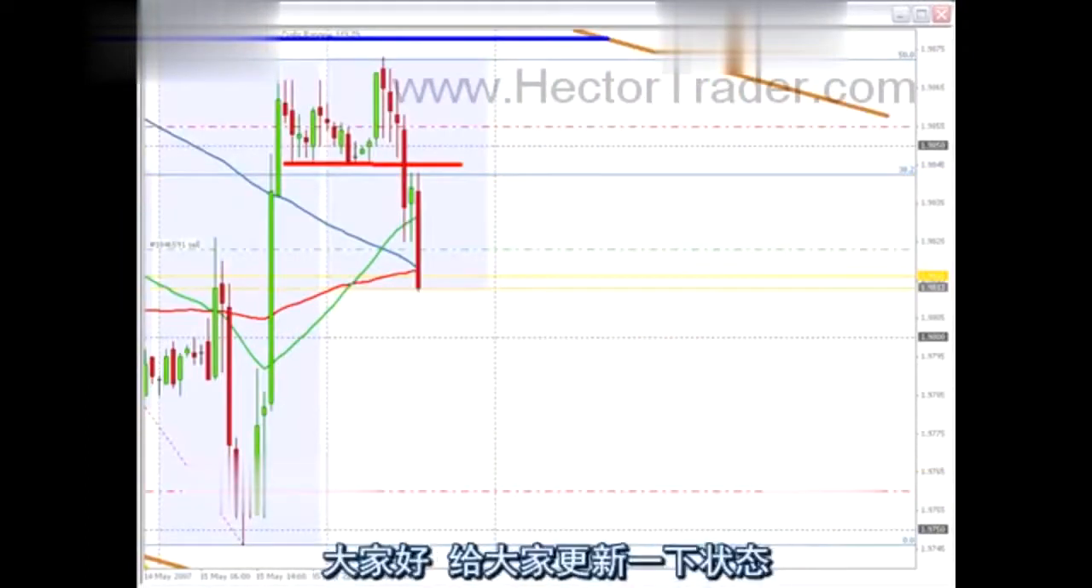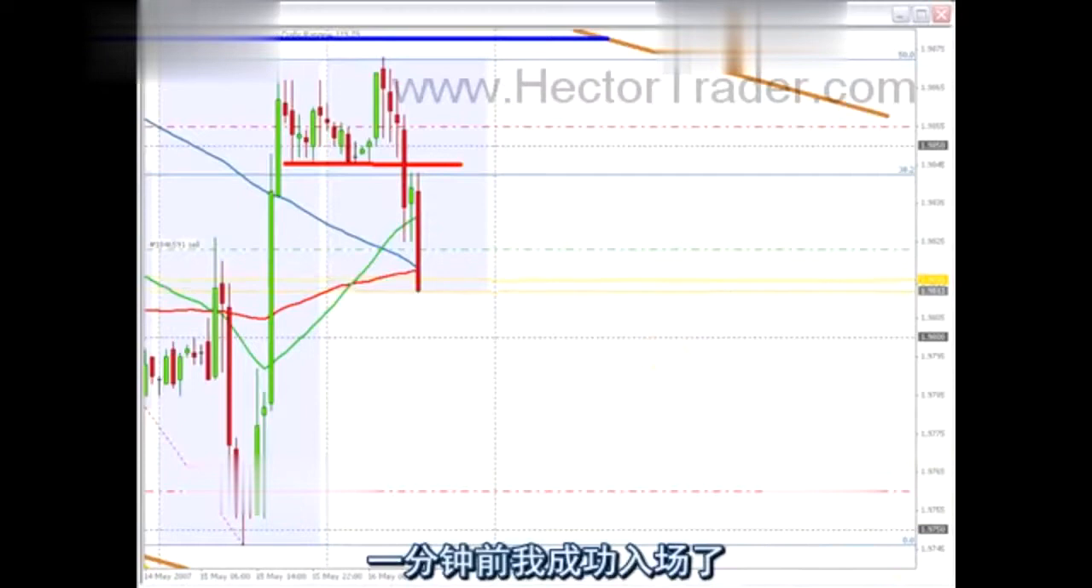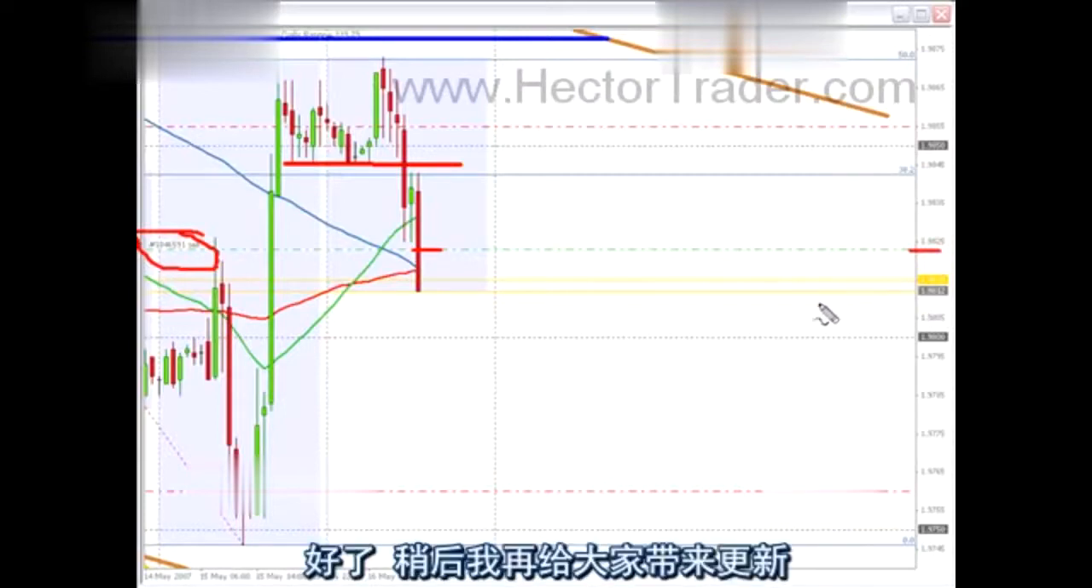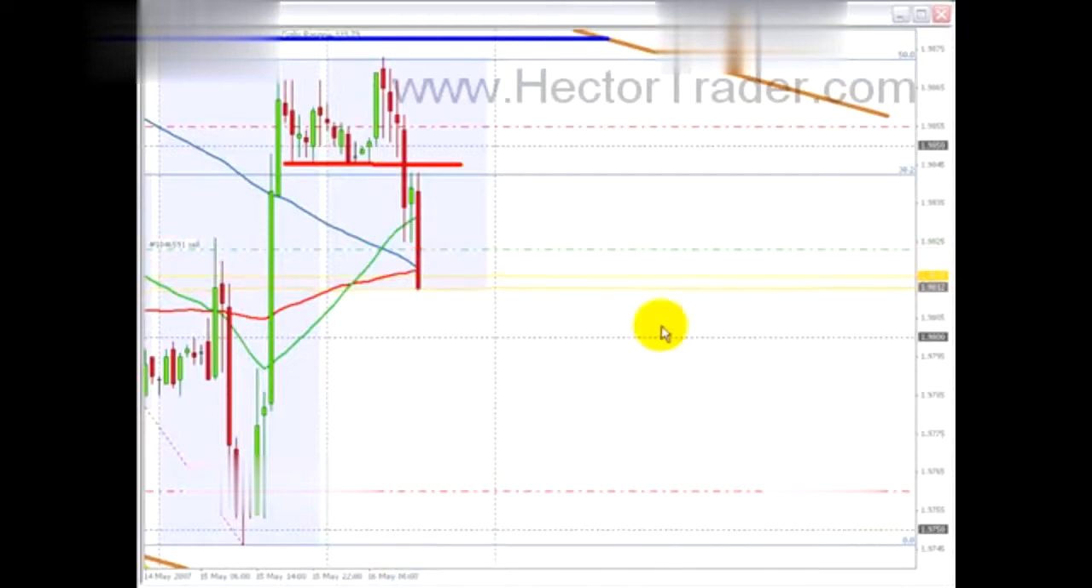Hi guys, just a quick update. I entered into the trade 1 minute ago. It seems like it's falling down in momentum. This is my entry, 198.24, and I will keep on updating how this trade develops over the morning.